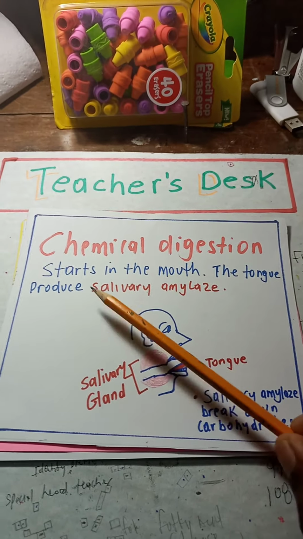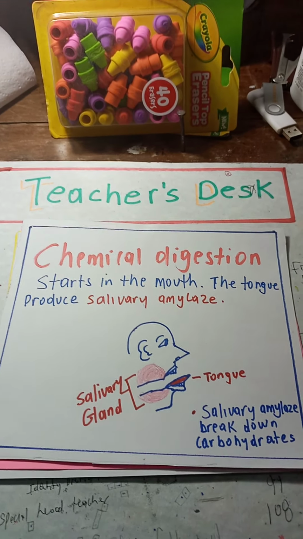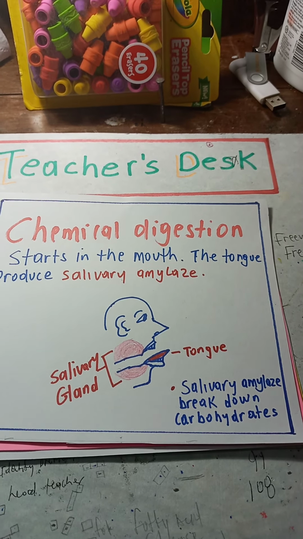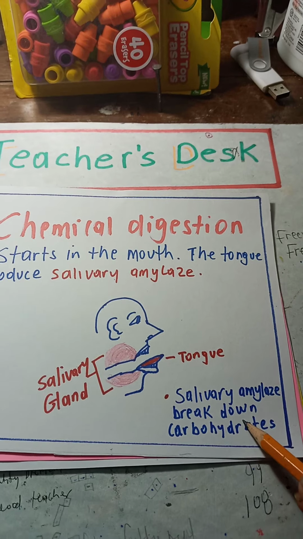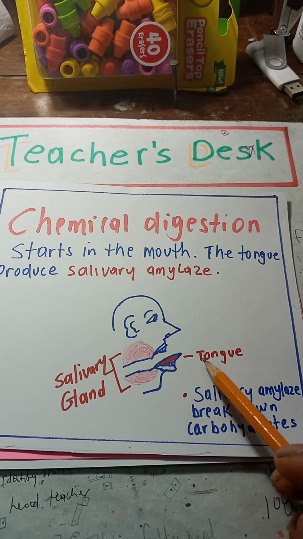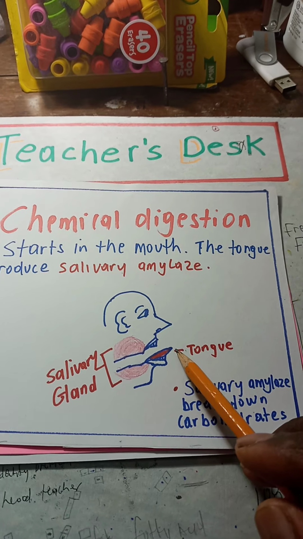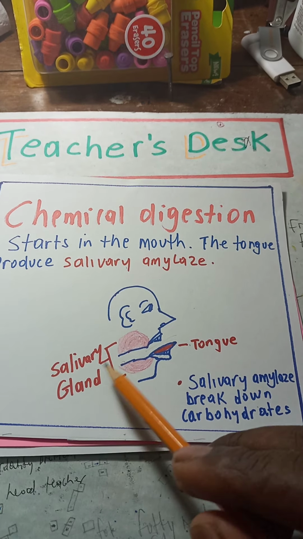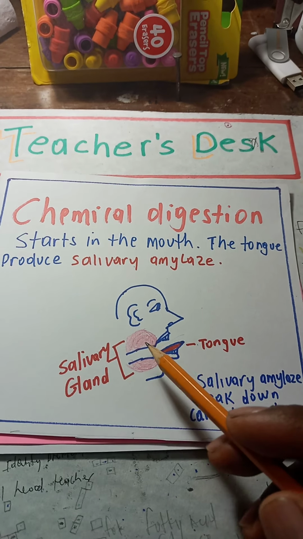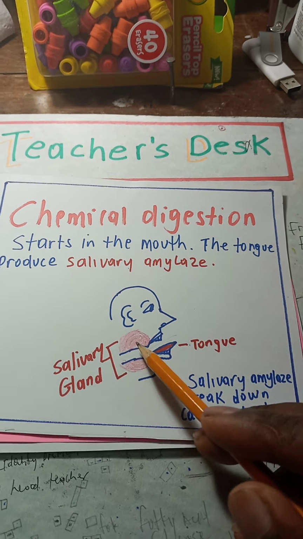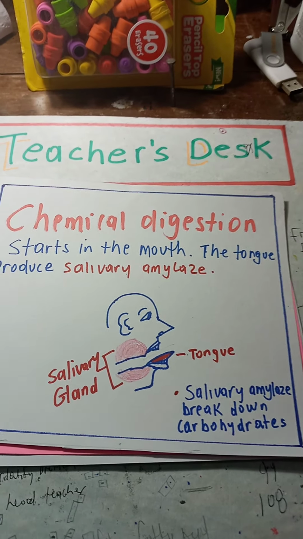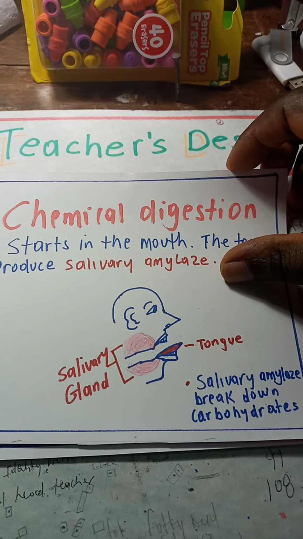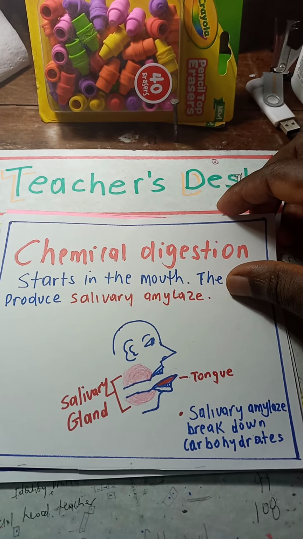So chemical digestion starts in the mouth. The tongue produces saliva amylase. The saliva amylase is going to break down carbohydrates to partial maltose. When you put the food in your mouth, this is your tongue. This diagram is nice, right? It goes into your mouth in the cavity, and then it goes down to your esophagus. This is the salivary gland, and it produces saliva, which is on your tongue, to make the food a little bit more moist. So chemical digestion starts in the mouth, where mechanical digestion also takes place.